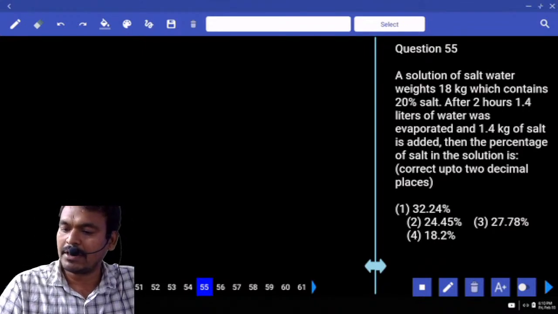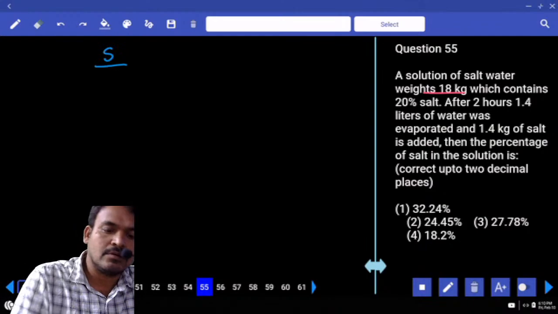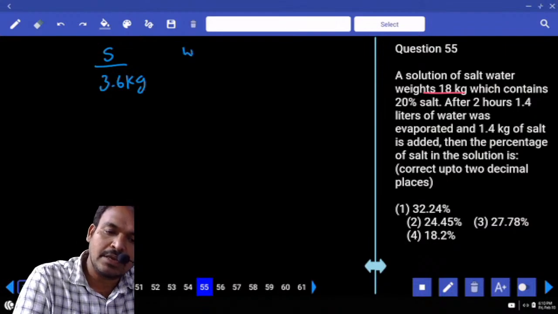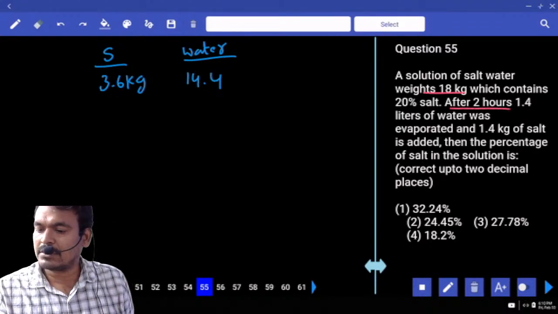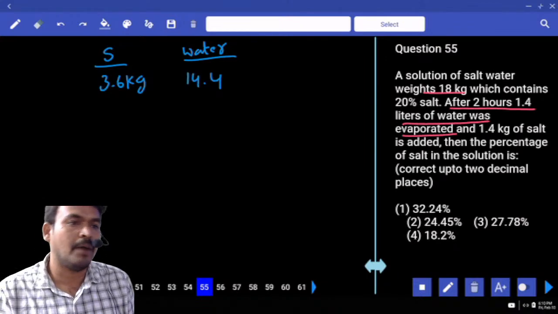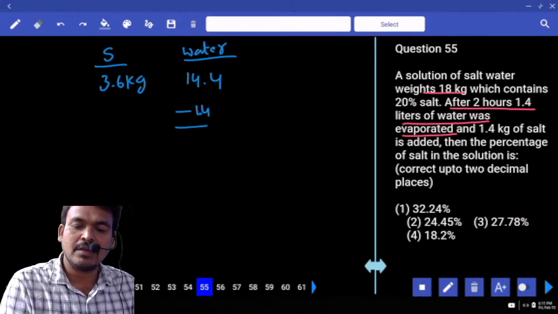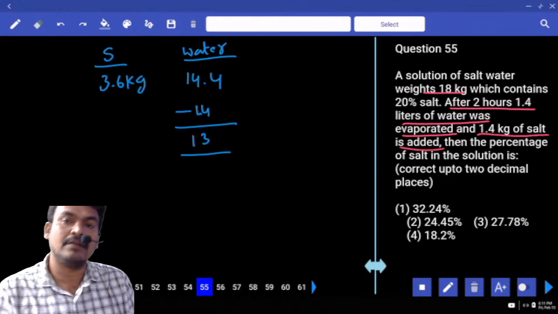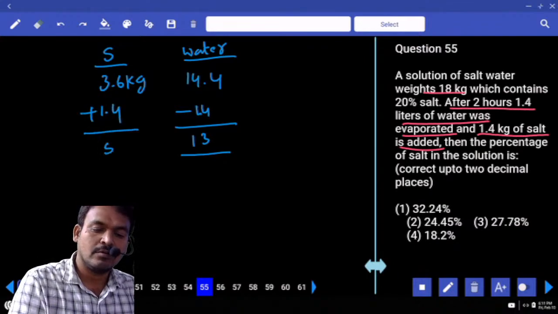First of all, the initial weight is how many kgs? 18 kgs. In that, salt is how much percent? 20%. What is 20% of 18? 3.6 kgs. The remaining is water, so water is 14.4 liters. After 2 hours, 1.4 liters of water was evaporated, which means out of 14.4, 1.4 is evaporated. What is the remaining water? 13. Next, 1.4 kgs of salt is added, so 3.6 plus 1.4 is 5.